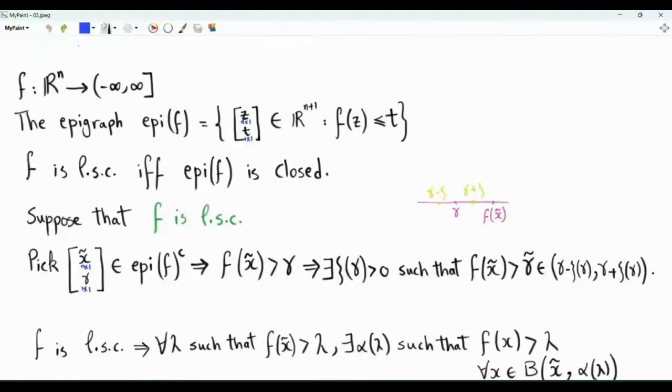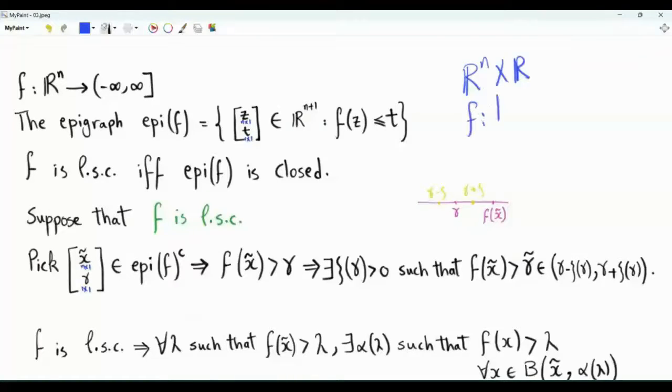Let's investigate now one of the very important characterizations of a lower semi-continuous function that is very relevant in convex analysis and optimization. So this is the characterization of a lower semi-continuous function in terms of the epigraph of the function. The epigraph of the function is the set of all points in the Cartesian product of Rn and R that are on or above the graph of the function.